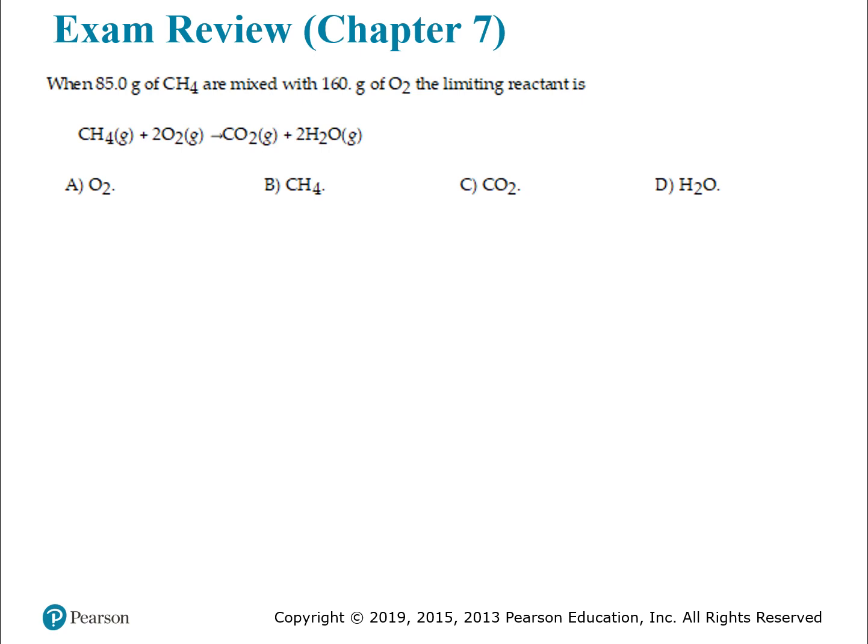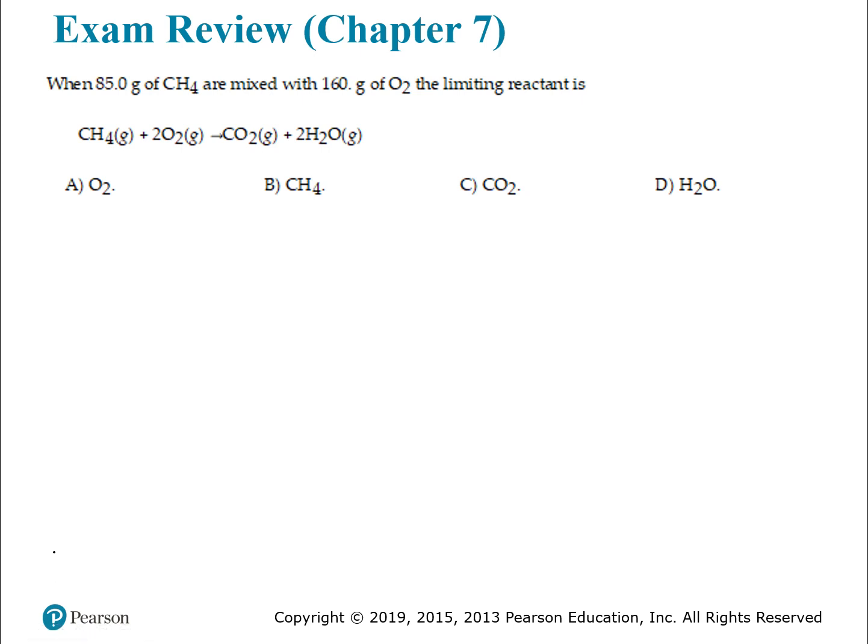I'm going to go ahead and solve this problem, and feel free to chime in with your questions if you need to. If you didn't get a chance to start it or finish it, that's all right. Make sure you understand it. When 85 grams of methane are mixed with 160 grams of oxygen, the limiting reactant is, and you've got to choose.